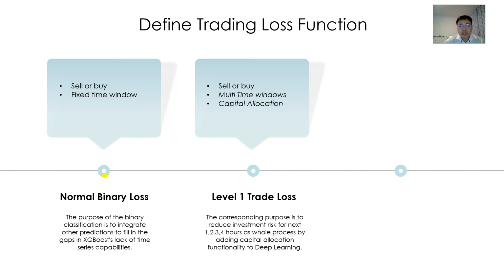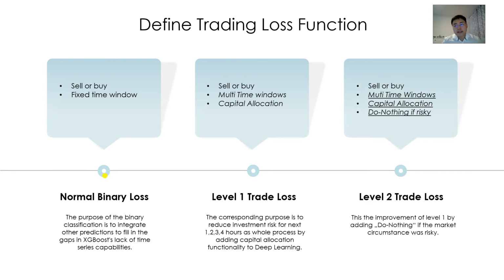The multi-time window means the prediction value is not just for the next fixed 1 hour window, but for up to the next 4 hours, which means the next 3 hours could be the best investment choice, or the next 1 hour would be the best choice. The capital allocation gives the corresponding weight to the best choice. If the next 3 hours would be the best one, then the weight of the invested money would be much more than the rest.